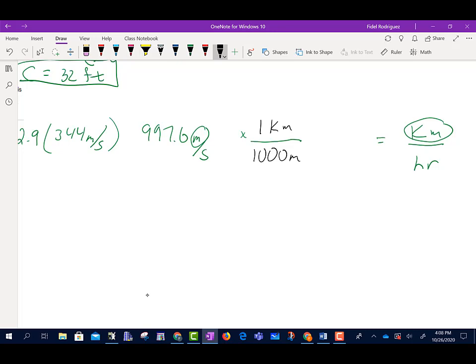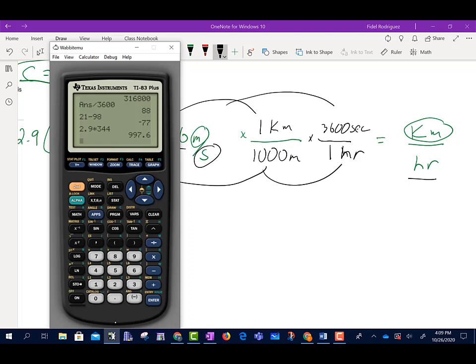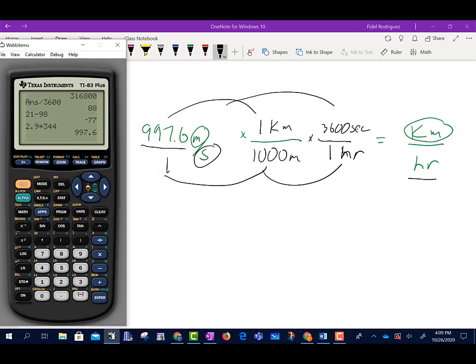And the other thing we want to do, we want to convert seconds to hours. So let's see if we have a relationship between that. Okay, so didn't we say that 3,600 seconds was the same thing as 1 hour? So again, I'm going to think of this here being over 1. Now I'm going to multiply like this, and I'm going to multiply like this. Okay, so let me move my calculator this way. Let me clear this out. I'm going to take 997.6.